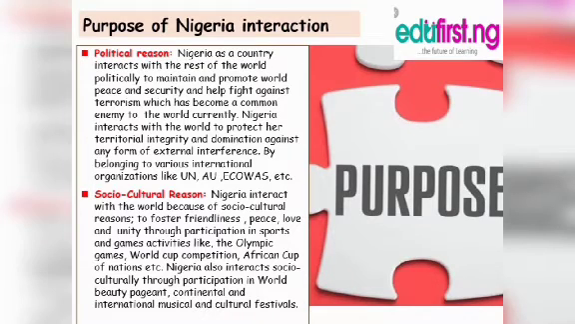Sociocultural reason. Nigeria interacts with the rest of the world because of sociocultural reasons of fostering friendliness, peace, love and unity through participation in sports and games activities like the Olympic Games, World Cup competition, Africa Cup of Nations and so many others. Nigeria also interacts socioculturally through participation in world beauty pageants, continental and international musical and cultural festivals.